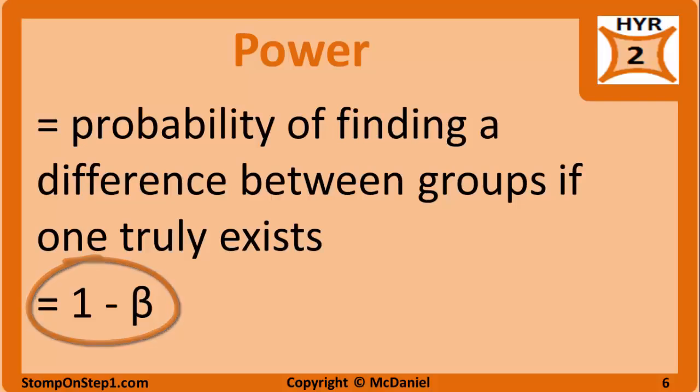It is good for a study to have high power. A cutoff for differentiating high from low power would be roughly 0.8 or 80%. In other words, having a beta less than 20% for a given study is good.